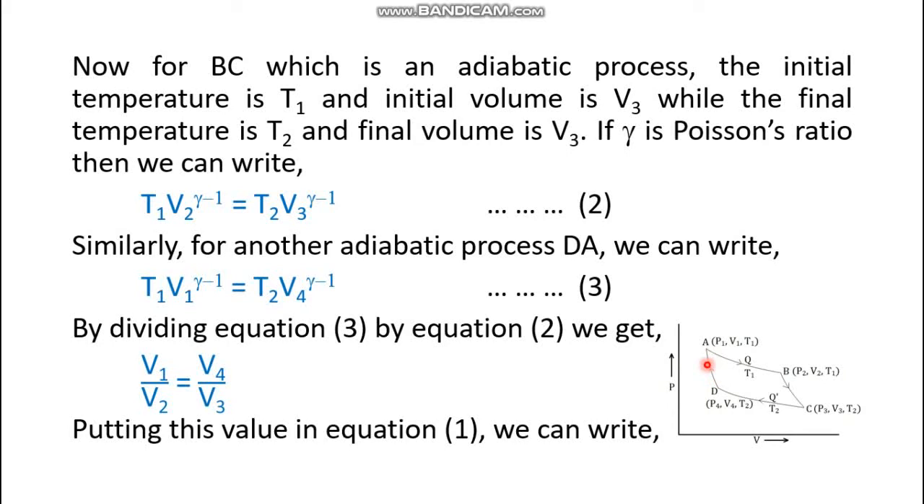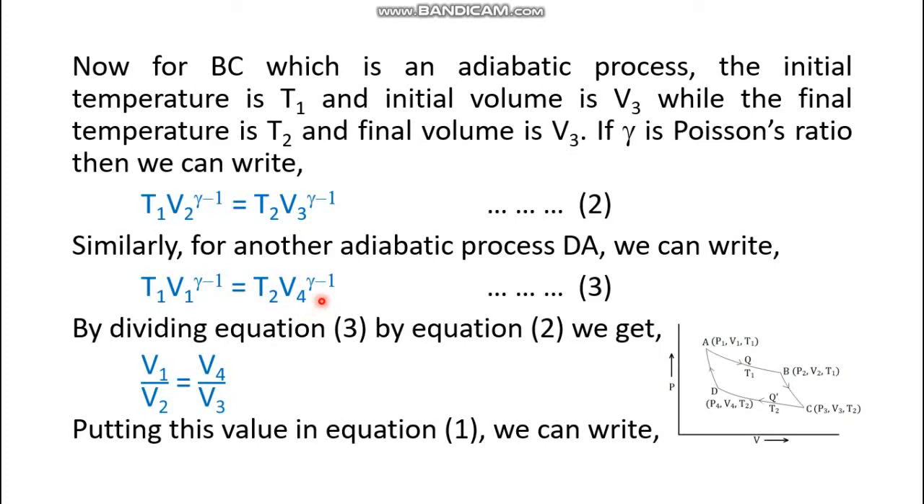This is also an adiabatic change. Here the initial temperature was T2 and the final temperature was T1, while the initial volume was V4 and the final volume was V1. So here also it can be applied, so that T1 V1 to the power gamma minus 1 must be equal to T2 V4 to the power gamma minus 1.